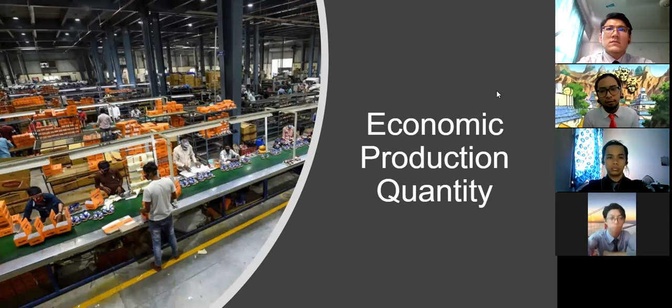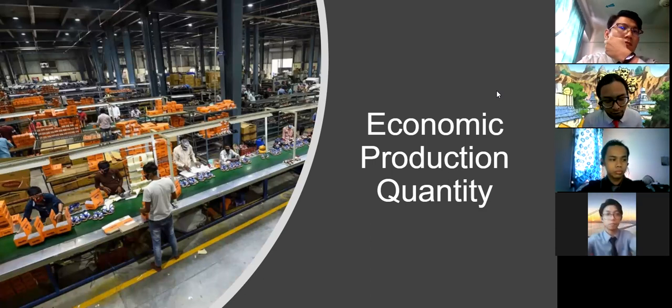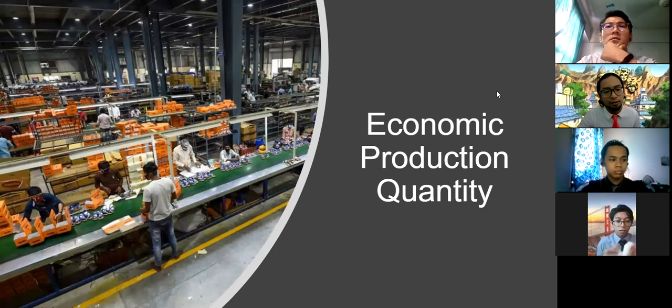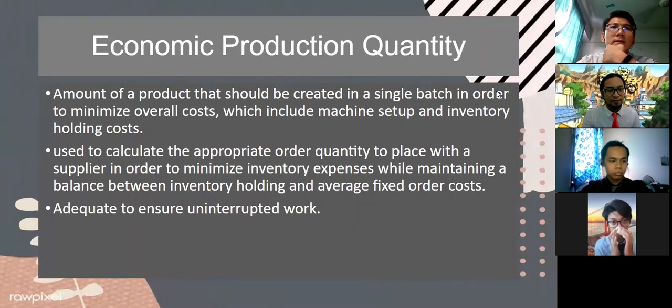Okay, I will continue with the economic production quantity. The difference between economic production quantity compared to economic order quantity is that there is the inclusion of the production rate. Next slide. Okay, what is economic production quantity?